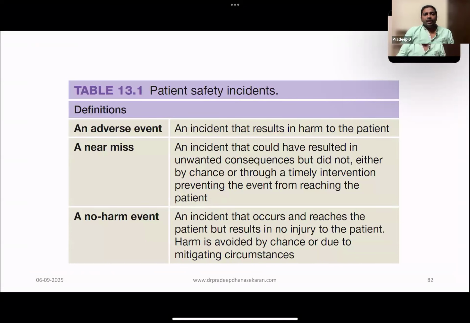So this is a table from Bailey showing the patient safety incidents. An adverse event is defined as an incident that results in harm to the patient, right? Whereas a near miss is an incident that could harm the patient, but does not reach the patient, either by chance or by an intervention. Whereas a no harm event is an incident that has happened and has reached the patient, but no harm has happened, either due to chance.